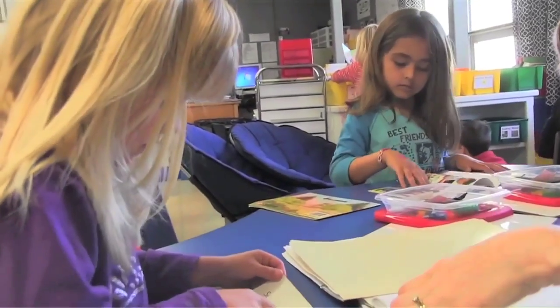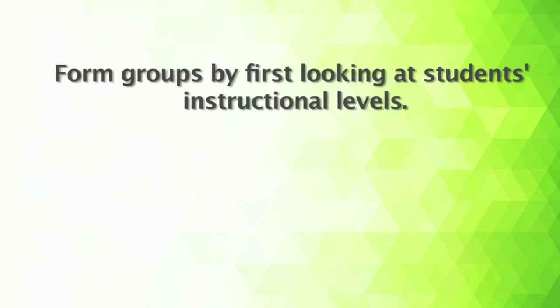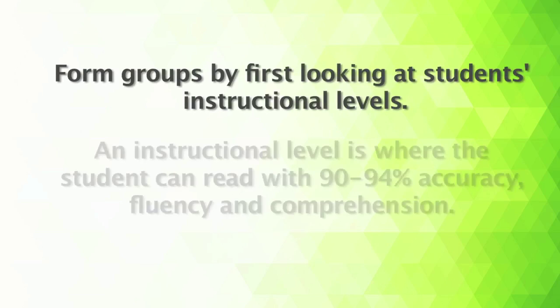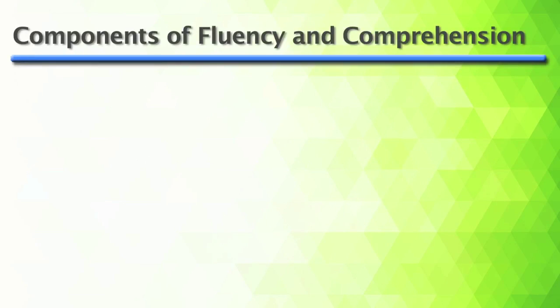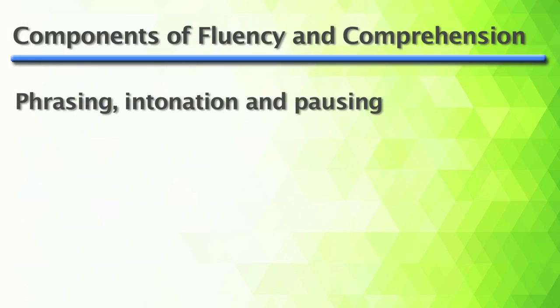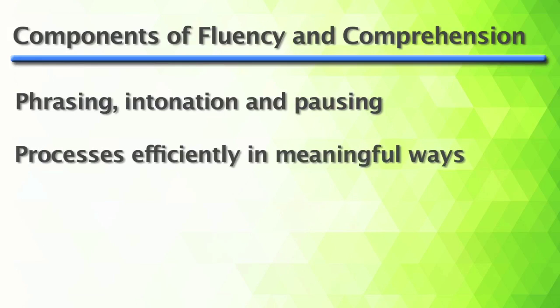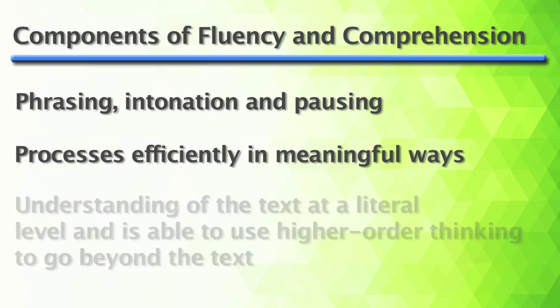resource videos below. Form groups by first looking at students' instructional levels. An instructional level is where the student is able to read with 90 to 94% accuracy, with satisfactory fluency and comprehension as well. Fluency is not about how quickly a student reads words. Rather, Fountas and Pinnell maintain that it's about phrasing, intonation, and pausing. A fluent reader processes efficiently in meaningful ways.